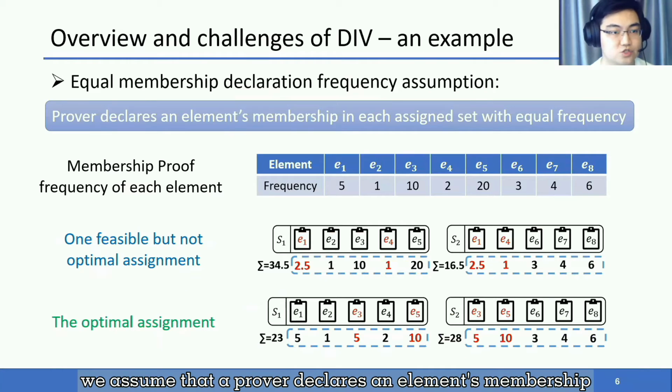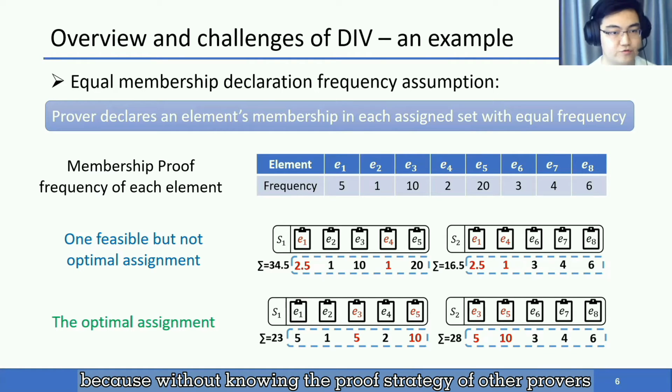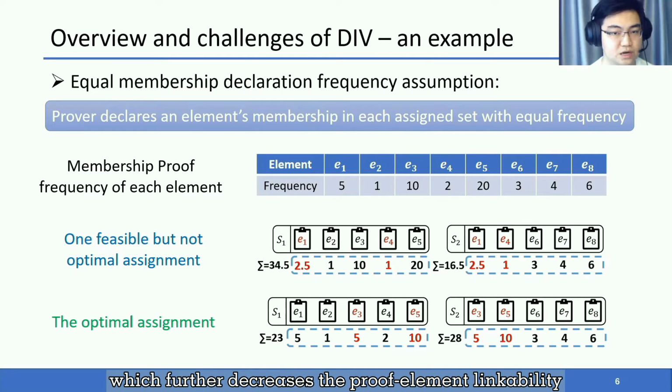In this work, we assume that a prover declares an element's membership in each assigned set with equal frequency, because the prover does not know the proof strategy of other provers. Compared to declaring from a single set, the equal declaring in multiple sets makes the proof cover more possible elements, which further decreases the proof element linkability.